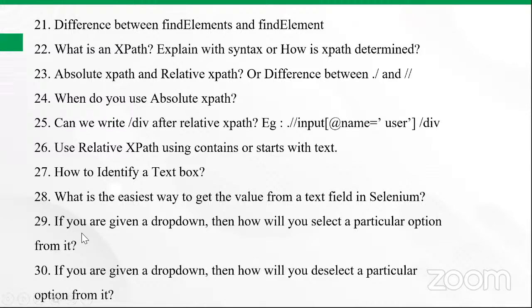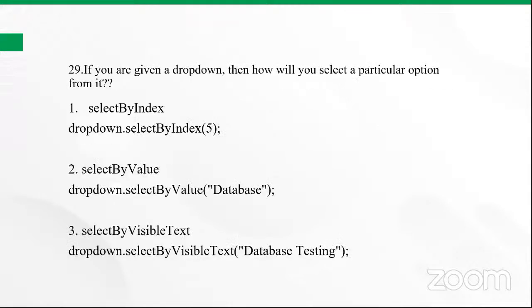The next question is, if you are given a drop down, then how will you select a particular option from it? To deal with drop downs, we have a class in Selenium WebDriver called the select class. That select class is used for selecting and deselecting the options in a drop down. If you want to select a particular option from the drop down, there are three methods: select by index, select by value, and select by visible text.